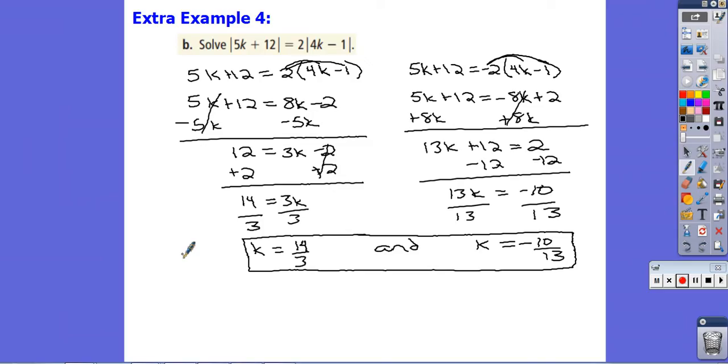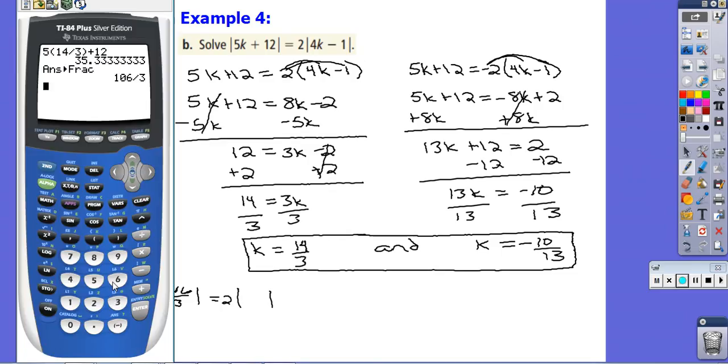So I know when I'm checking it, that for this solution, I got absolute value of 106/3. Now, let's check what we get inside this other absolute value. So this is 4k minus 1. So I can do 4, and then remember, k was 14/3. So I'm just going to put it in parentheses and do 14/3, and I'm going to do minus 1. And of course, we'll math fraction that. And I get 53/3.